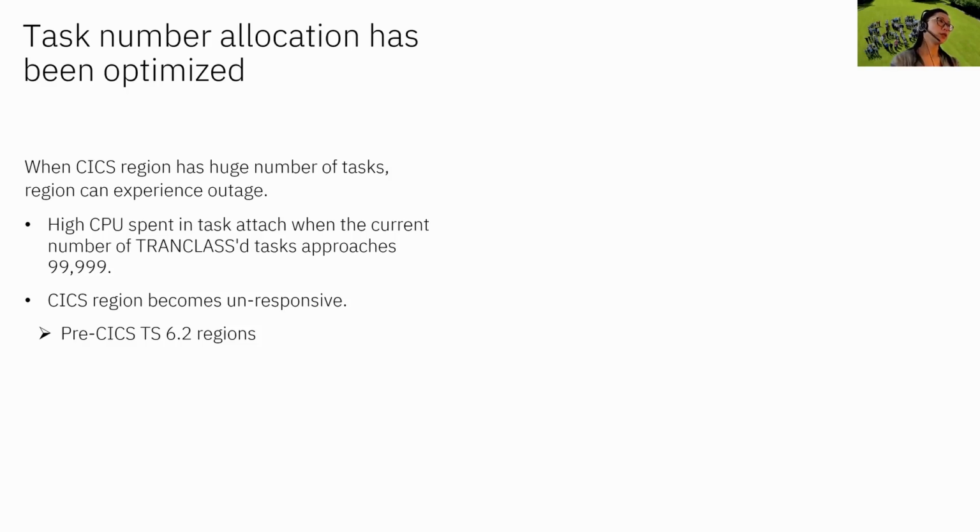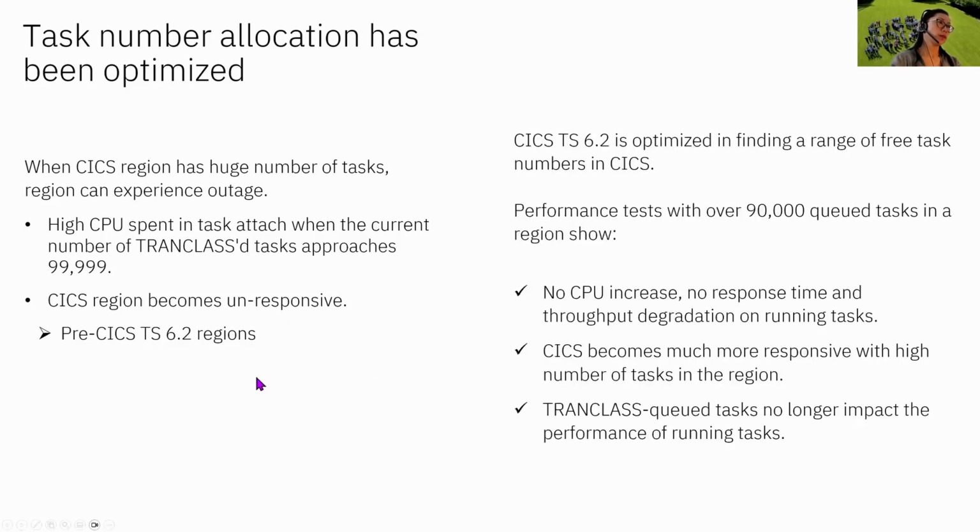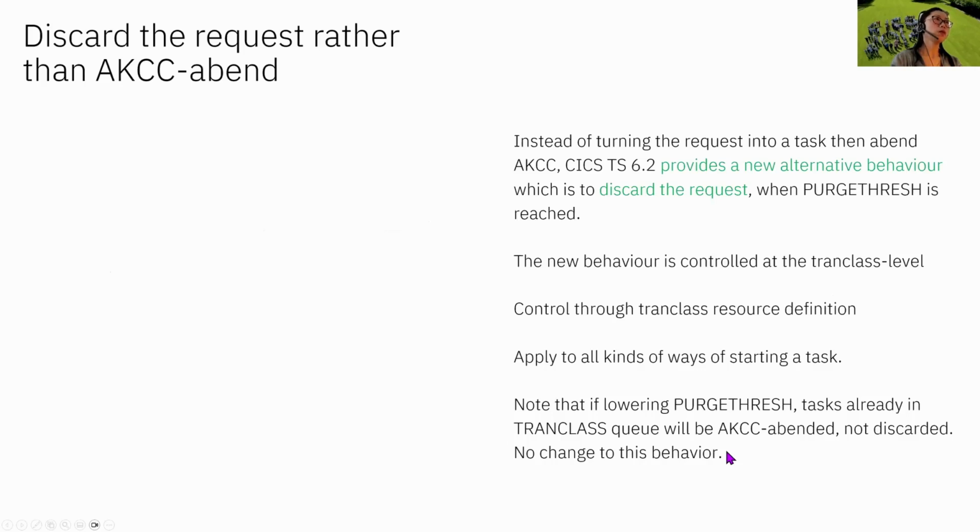We have seen customers with problems where the region uses a lot of CPU time at task attach time, which impacts other tasks in the region. So CICS becomes unresponsive. That's pre-CICS 6.2. In 6.2, this release, we have optimized this. Now, even if you have a lot of tasks in the CICS region, when starting another task CICS will be much more responsive. So that's one enhancement we have.